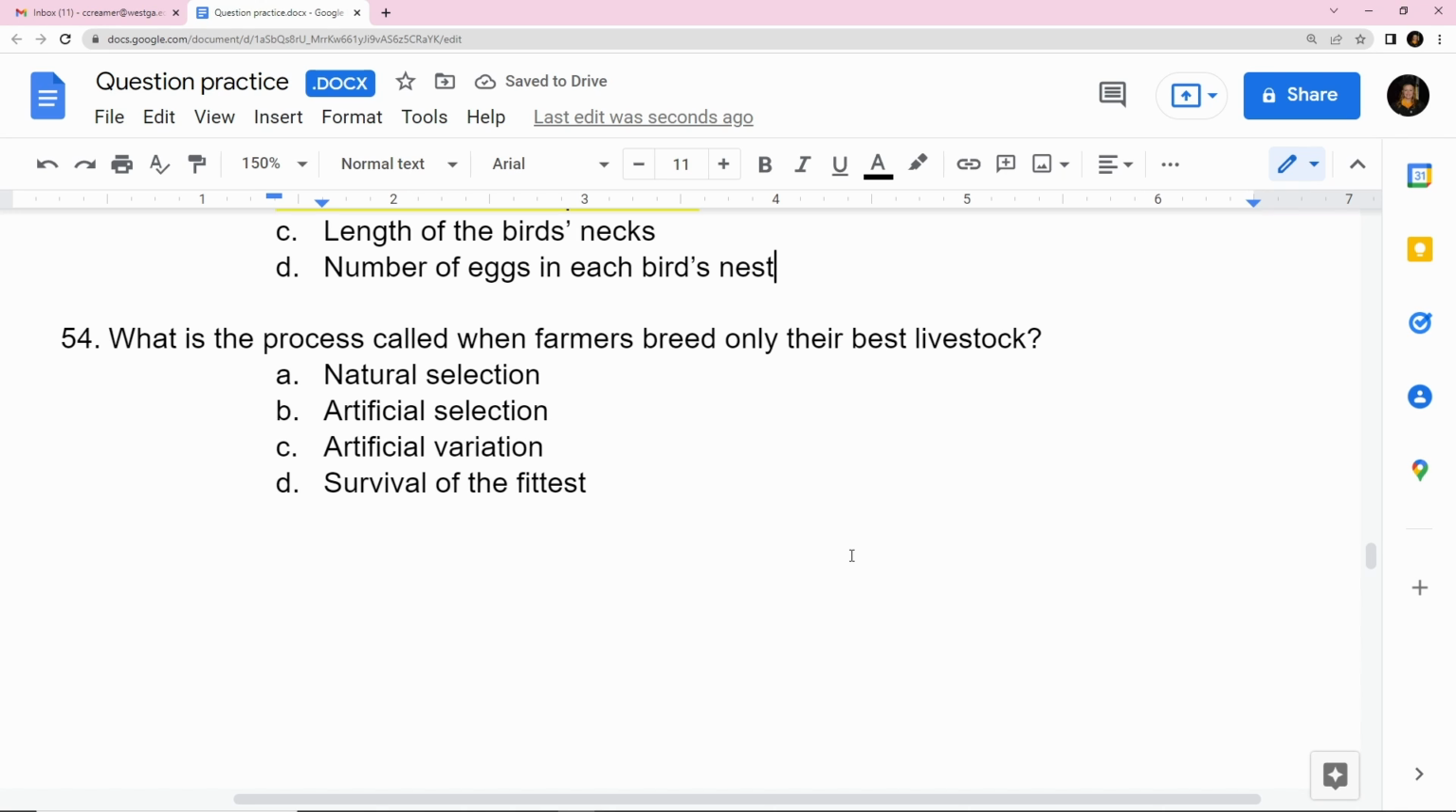What is the process called when farmers breed only their best livestock? Natural selection, artificial selection, artificial variation, or survival of the fittest?